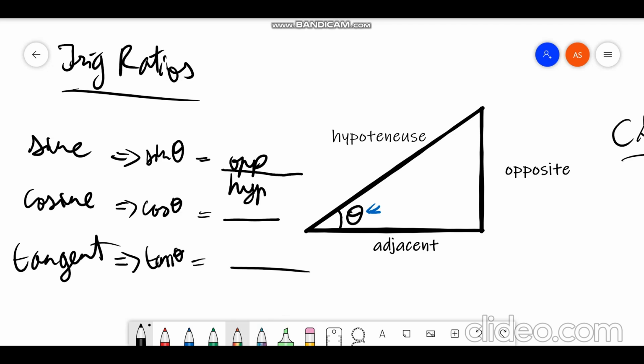Let me just recap this. The opposite is opposite the angle, the hypotenuse is opposite the 90 degrees, and the other side is the adjacent. So sine is opposite over hypotenuse, cosine is adjacent over hypotenuse, and tangent is opposite over adjacent.